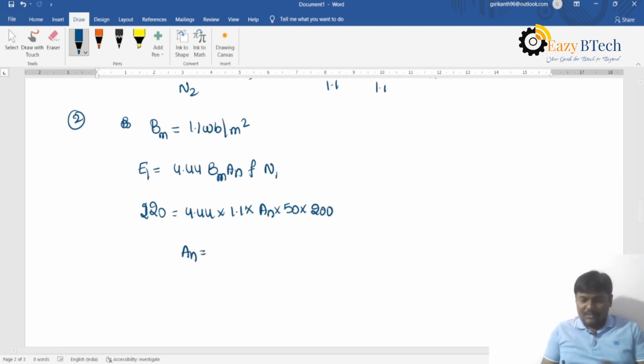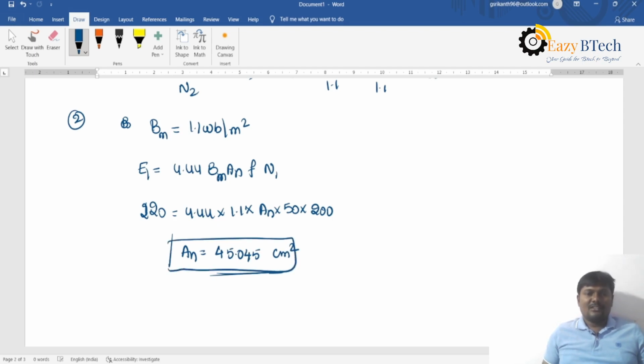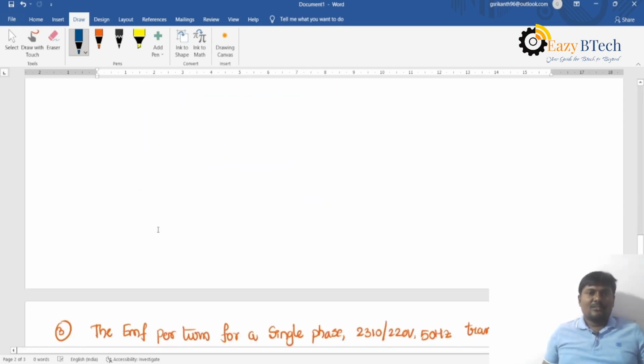So if I am using the calculator, 220 divided by 4.44 into 1.1 into 50 into 200. So 0.45, or 45.045 centimeter square. This is the net cross sectional area of the core.